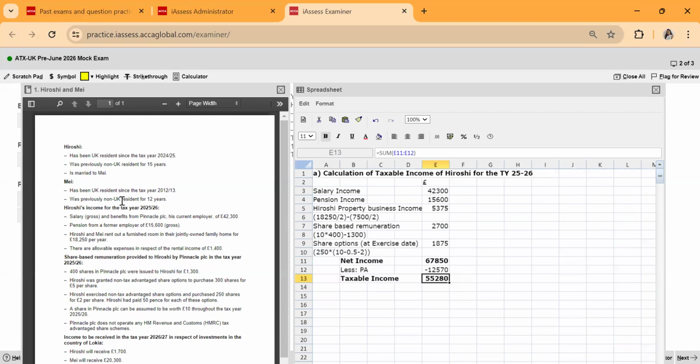Now the other part, whether it will be beneficial for May and for Hiroshi to go for a FIG claim or not. If you look here, Hiroshi will receive 1700. Okay, and the investment is 1700 in Lokia. Correct?